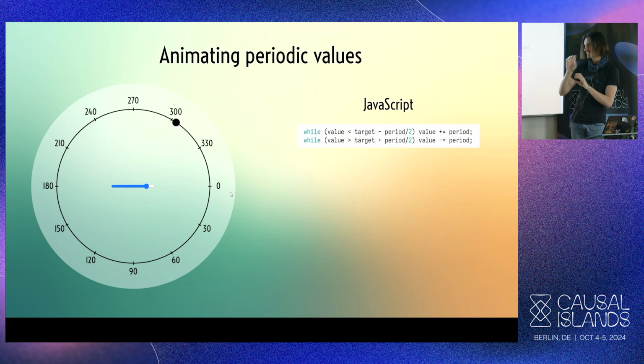So there is this thing that you can inject. Before you animate stuff, you just insert those two loops. And if the value is too far from the target, you just shift it by a period so that it's closer, either down or up. And as a result, you will always approach the target from the closest arc that you can.